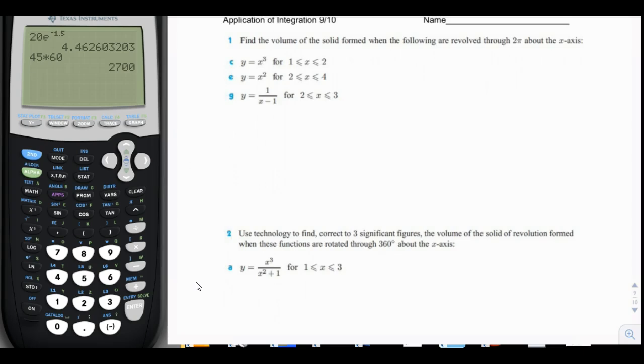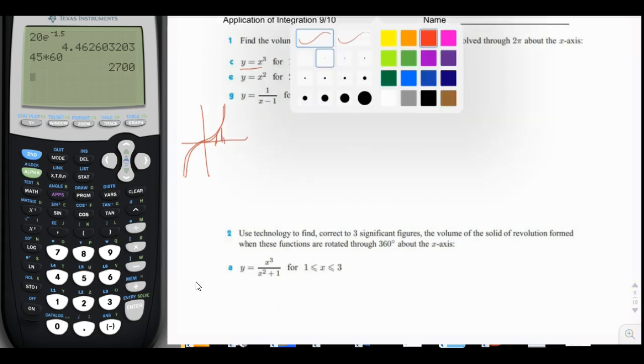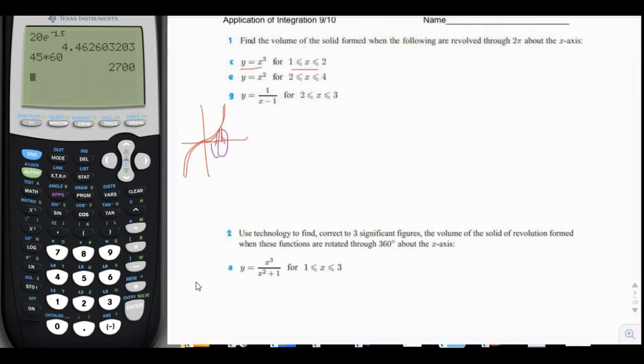Okay. So, for C, the function they're looking at is y equals x cubed. And basically y equals x cubed kind of looks like a parabola, except the right half is turned up and the left half is turned down. If you're looking at from 1 to 2, it's this section here. If you rotate it, you're going to have a little disc like this, with a fatter part to the right and a skinnier part to the left.